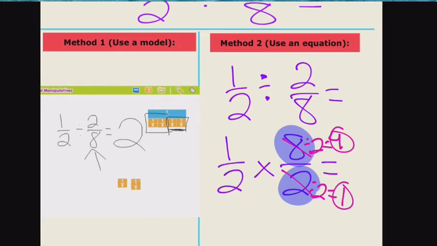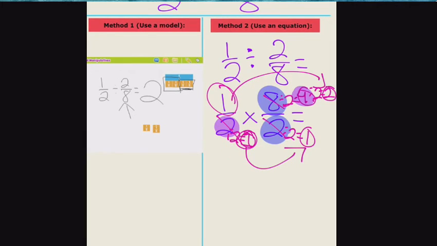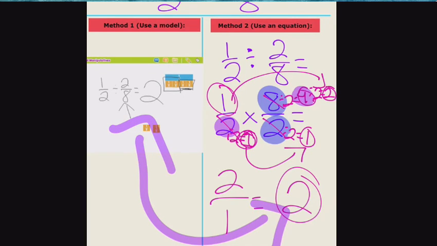Okay, I also see I've got a second set of items I can cancel here with this 4 and 2. Once again, I can divide them both by 2. So I'm going to go ahead and do that. Okay. So now my new numbers here, I've got 1 times 2 and 1 times 1, which gives me 2 over 1, which simplifies to 2. So once again, we get the same final answer.